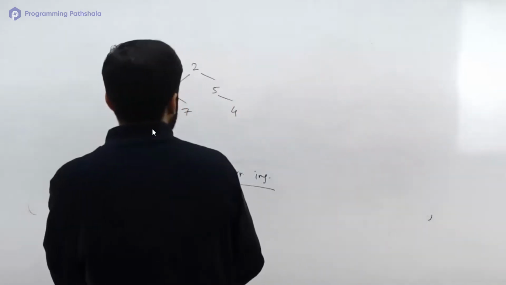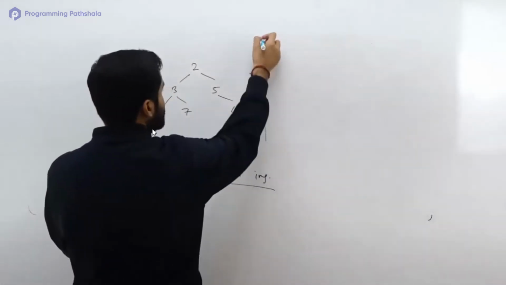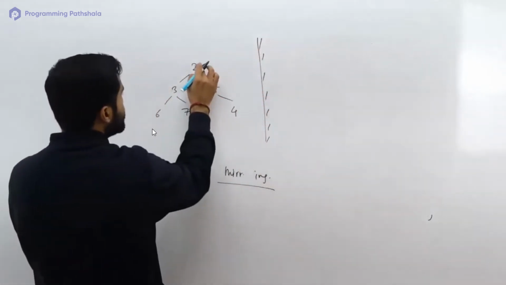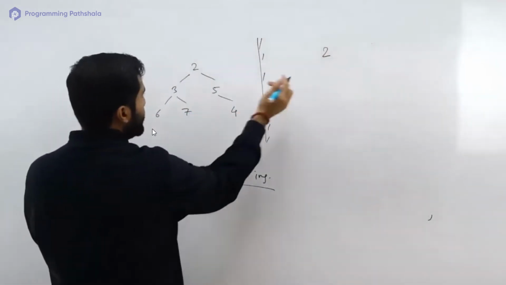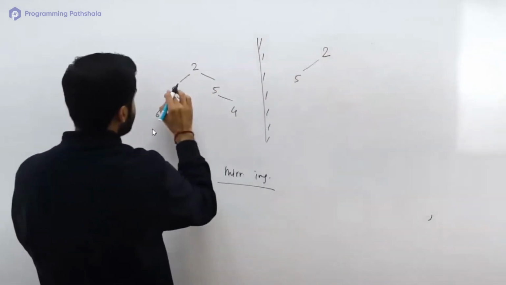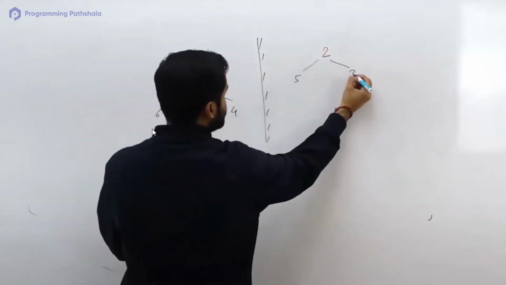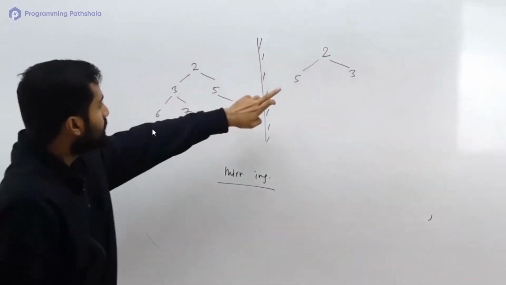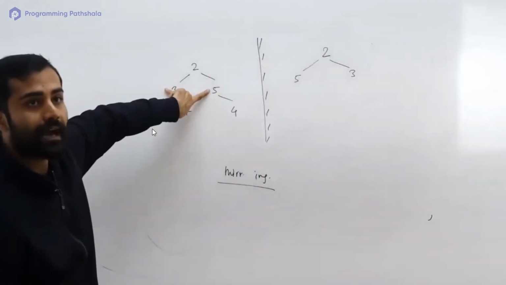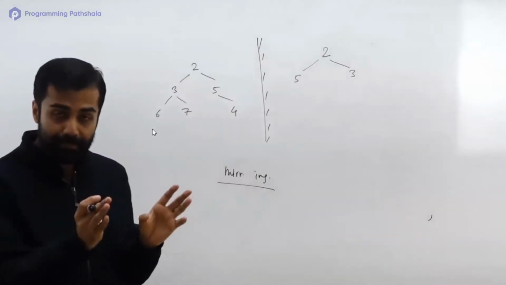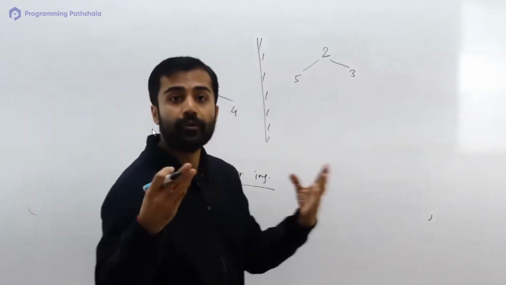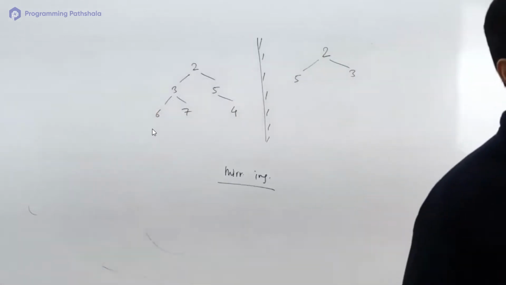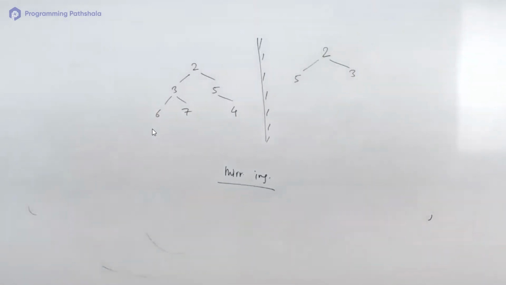So if I have a mirror here, of course, this 2 will remain 2, but this 5 thing will come here, and this 3 thing will go there. So basically, the left and the right children are going to get swapped. But will this swapping only happen for the children of 2, or will it happen for all the nodes? It'll happen for all the nodes, right?